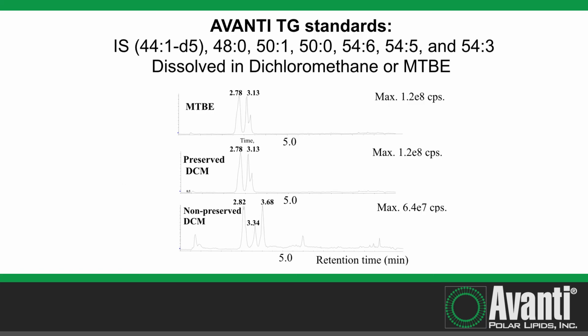So here's an experiment which we did with some AVANTI triglyceride standards. We were doing this to do a quantitative analysis, so we wanted to have these as reference standards. The 44:1 D5 is the internal standard, and we had various triacylglycerides with different numbers of double bonds. This will allow us to generate a standard curve for these species. So here's the AVANTI standard in methyl tertiary butyl ether.